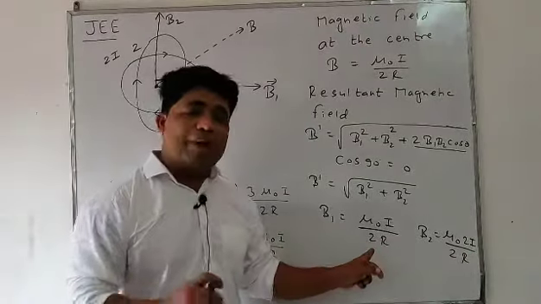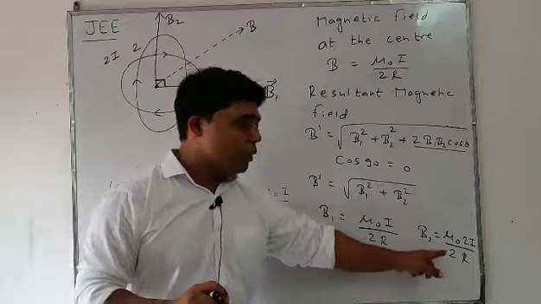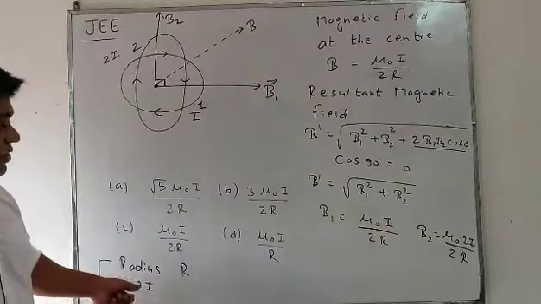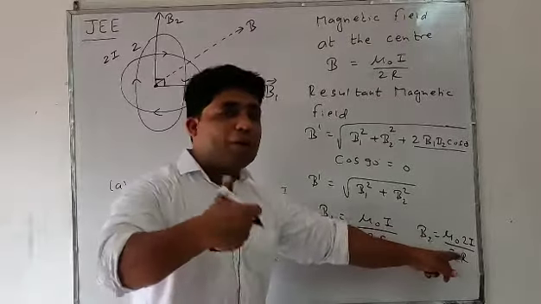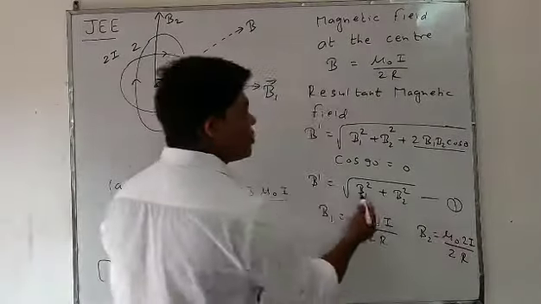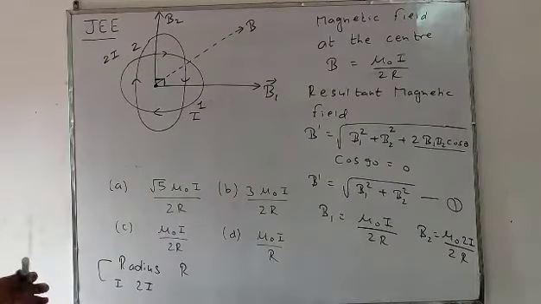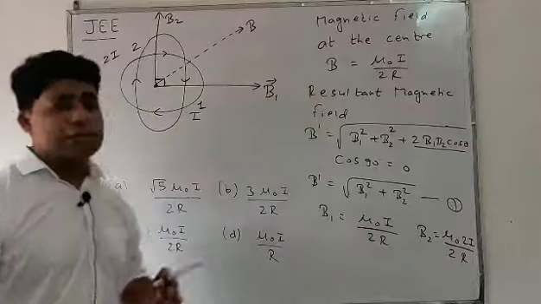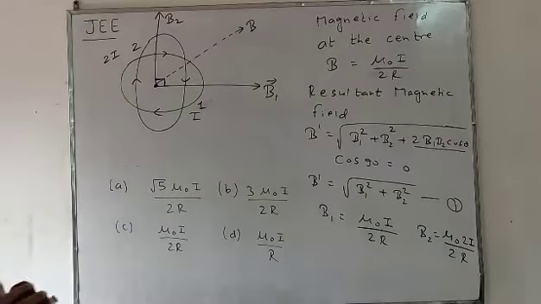Understood? This is the magnetic field at the center of the first coil, and the magnetic field at the center of the second coil. The first coil has current I, and the second coil has current 2I. Now we'll put these values in equation number one, instead of B1 and B2. So now students, I'm going to remove this upper portion. You can take a screenshot, you can write this.